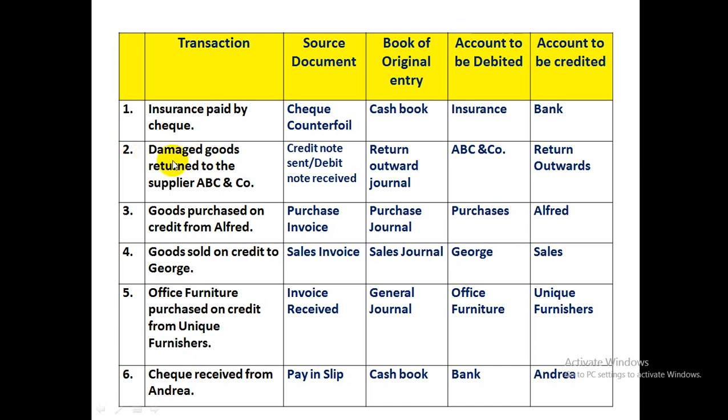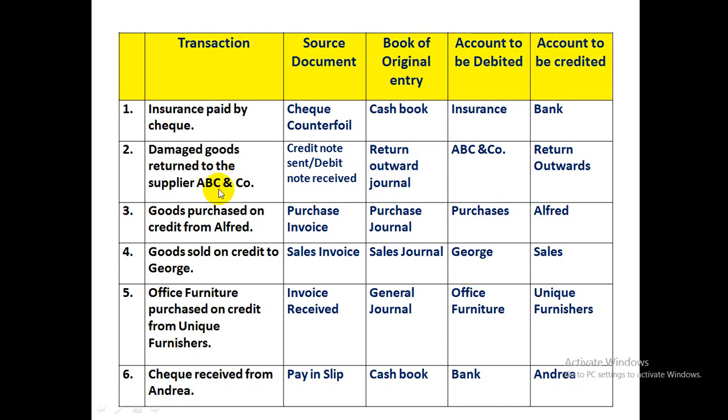Transaction 2. Damaged goods returned to the supplier ABC and Company. We can know about the returned goods by credit note and debit note. The goods which are returned are recorded in returned outward journal. We had returned the goods to the supplier and we record such entries in the purchase return journal or return outward journal. Therefore, that will be the book of original entry from where we can trace out this information.